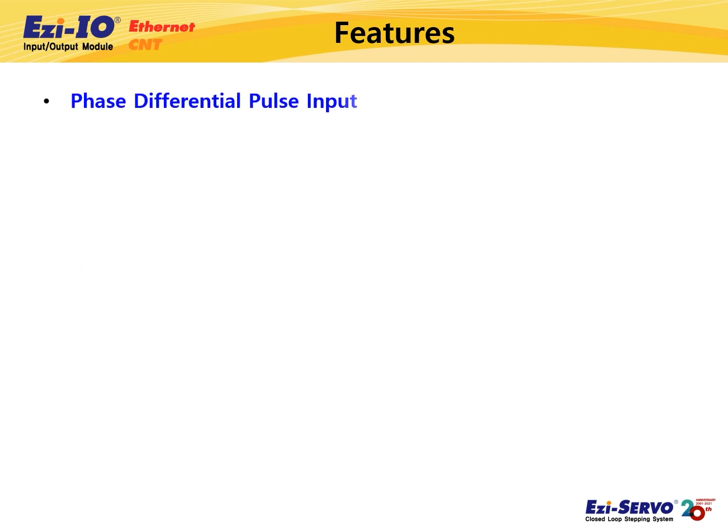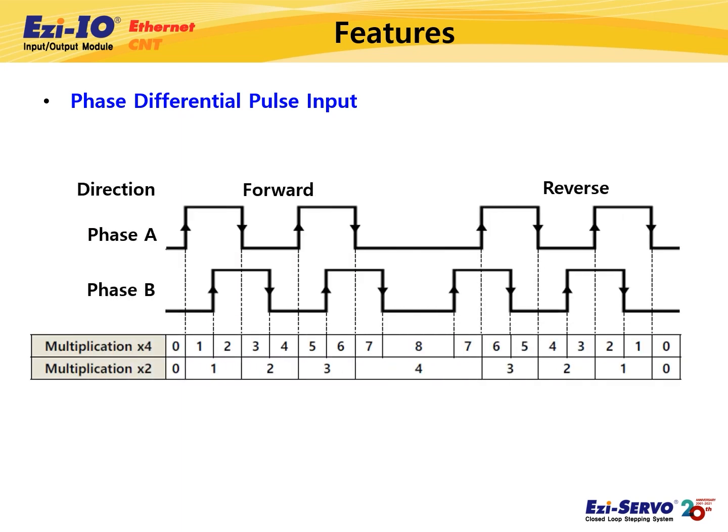Then, let's check what phase differential pulse input is. Ezi-IO Ethernet CNT counts pulse input with A phase input and B phase input. All three pulse input methods count the pulse input by using A phase input and B phase input. First pulse input method is phase differential pulse input. Phase differential pulse input means two pulse inputs of square waves with identical frequencies but a 90-degree or 1/4 cycle phase difference.